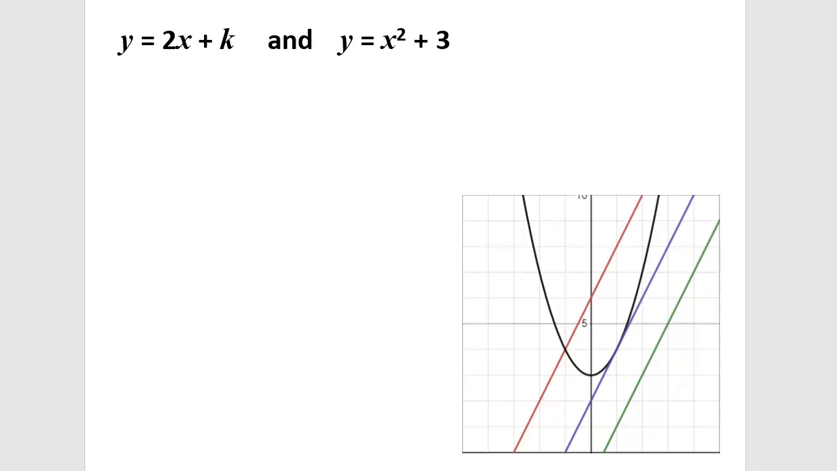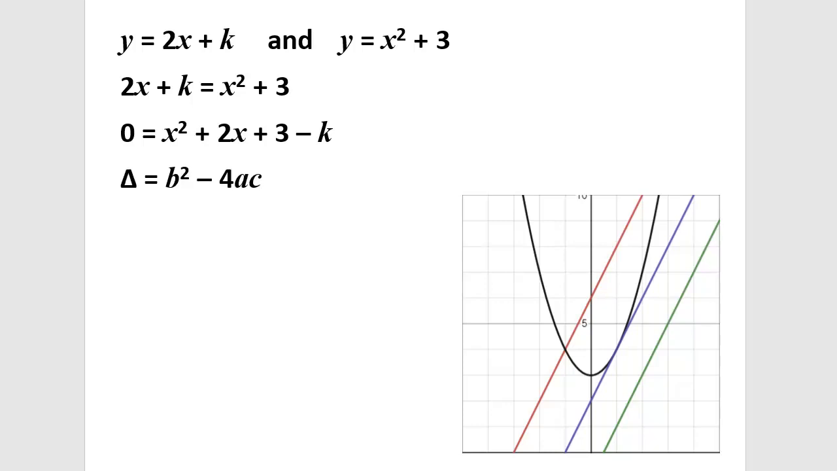In this case, the easiest way is to substitute y for y. So 2x plus k equals x squared plus 3. We do what we always do, and then we do the same as we always do. We rewrite it in the form ax squared plus bx plus c equals 0. Then we recall that the number of solutions of a quadratic is determined by the discriminant, b squared minus 4ac.